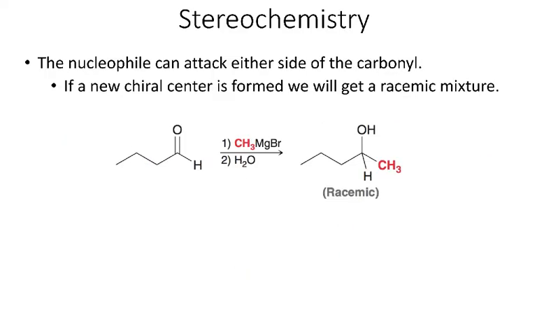Okay, so just like the reduction reactions we learned in the last video, we can attack the alpha carbon of the carbonyl group from either side. And so in these Grignard reactions, if we form a new chiral center, we'll end up getting a racemic mixture. So we'll get both enantiomers.